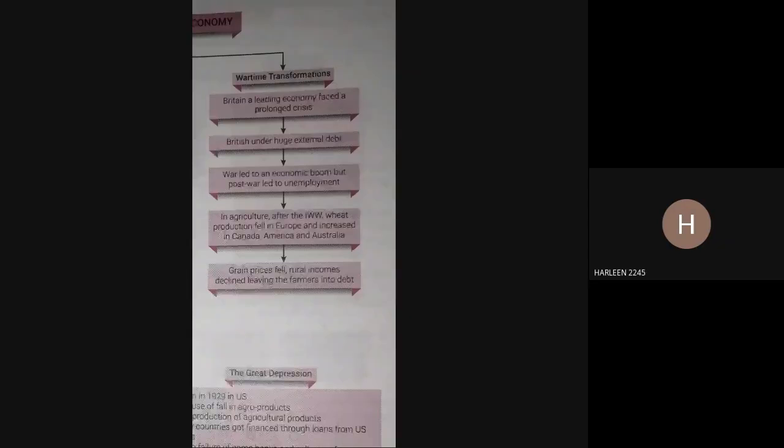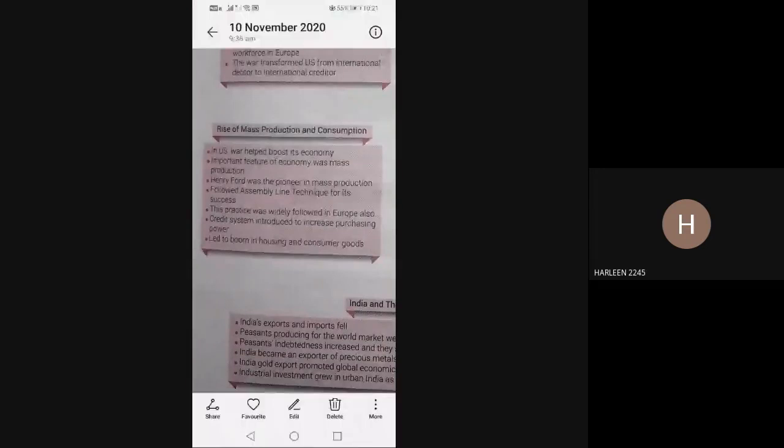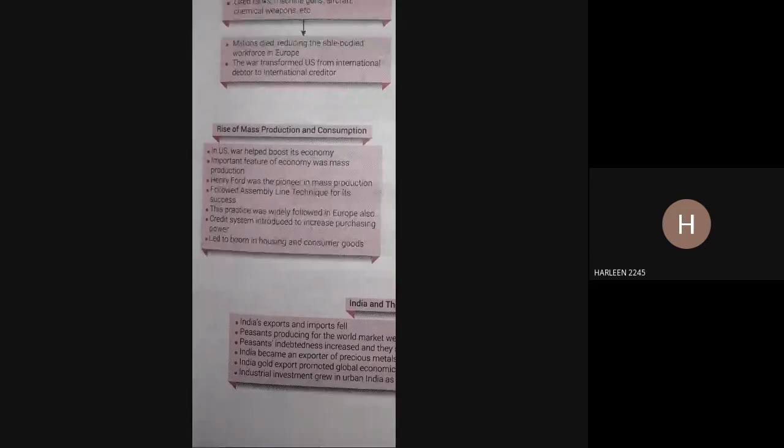Now on topic number 3.3 on page number 69, that is the rise of mass production and consumption. In the US, the war had boosted its economy. Here you will write about the role of the steam model. You have to write about Henry Ford in this.